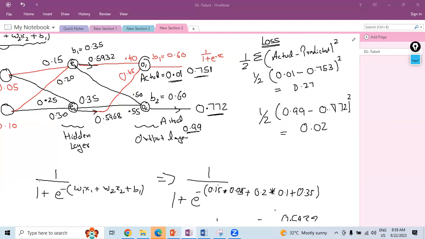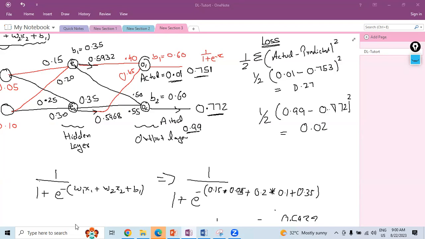Is it not the mean square error? No, mean square error is when you have multiple values, right? I have only one value as of now. It's not the mean square, it's SSC with your 1/2. Clear? Yeah.